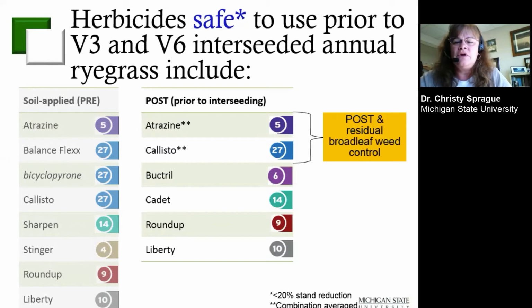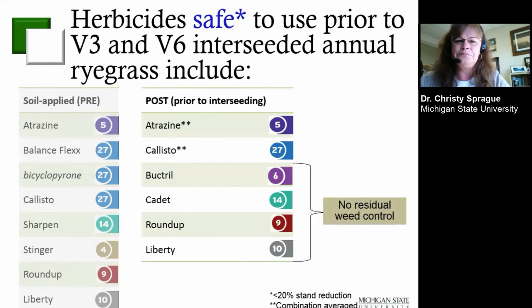And in general, we had very good stands of annual ryegrass after those products were applied prior to the interseeding. And we had some combinations of these. We might have seen just a little bit of stand reduction, but in general, we had very good establishment overall.